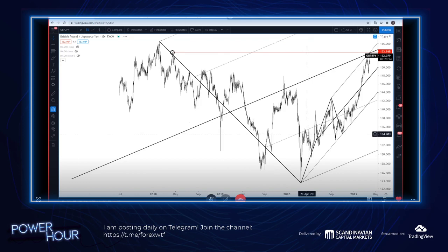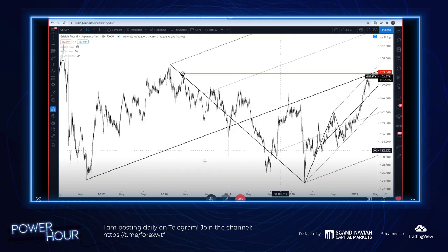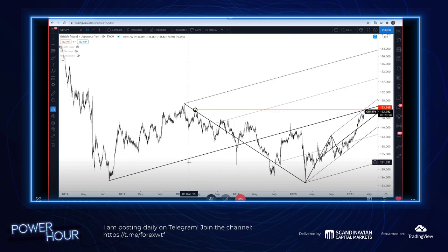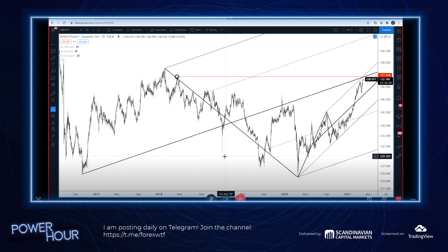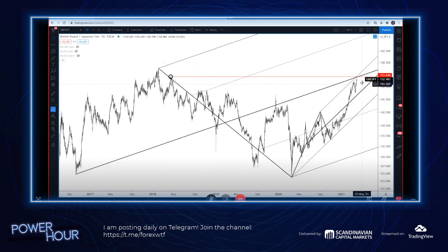Check this out. I love this chart. Everyone's different and has their own style, but I love looking at a level like this. This has been a ripper, but we're coming to such a huge level. I would love to be able to short into this level.